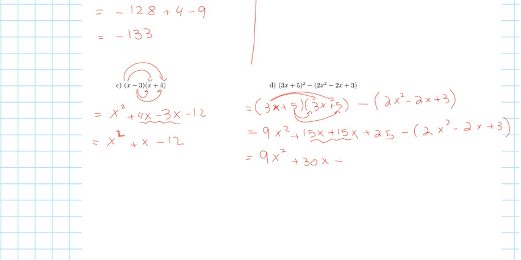Now, I want to remove the bracket, okay? So I can add the terms and subtract, okay? To remove the bracket, I have to multiply by negative 1, right? You see that negative? It's going to affect everything inside the bracket, okay? So it's going to be negative 2x squared plus 2x minus 3. Yeah.